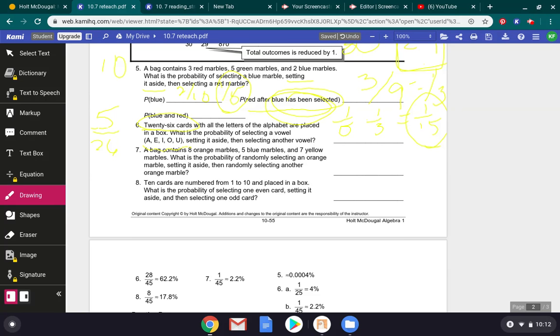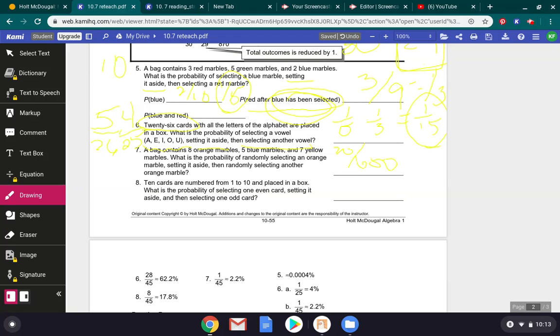But then it says selecting a vowel, setting it aside. So now that one vowel gets put to the side. I chose one of those, and now I'm selecting another vowel. When I put my hand back in that box, there are only 4 vowels to choose from out of a total now of 25. Multiply them together: 5 times 4 gives 20 out of 26 times 25, that's 650. We can simplify that, but I'm just going to write it as a percent. That's about 3%.